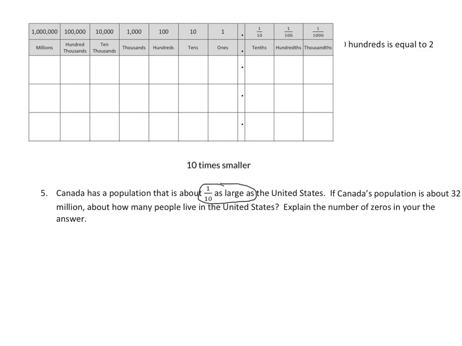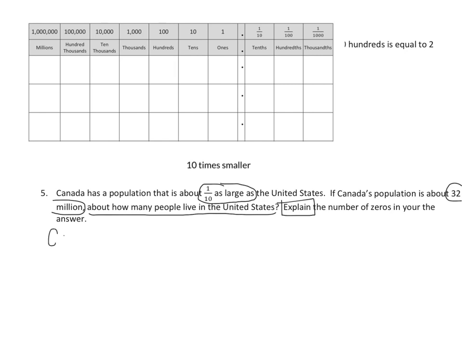We're going to continue on, and we're going to read the next sentence. It says, if Canada's population is about 32 million, let's circle that. The question says, about how many people live in the United States? Explain the number of zeros in your answer. So let's think about this. If Canada has a population that is 10 times smaller than the United States, we need to figure out what the United States is. We know that Canada is 32 million.